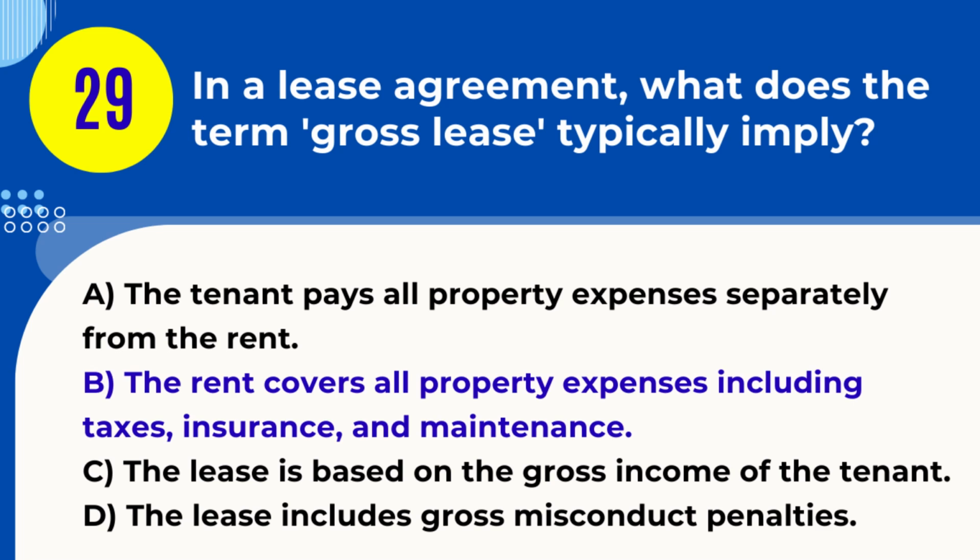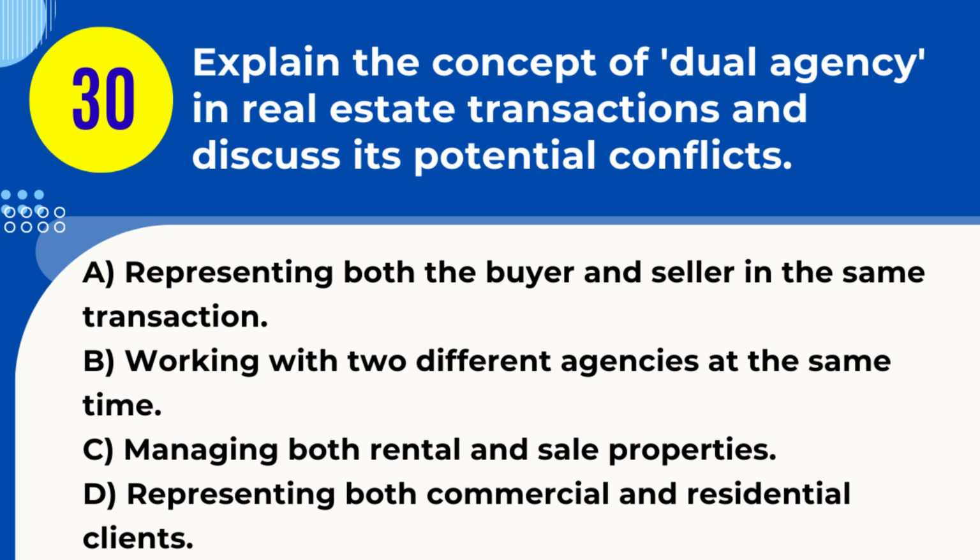Answer. B. The rent covers all property expenses, including taxes, insurance, and maintenance. Explanation. In a gross lease, the tenant pays a flat rent amount, and the landlord covers all property expenses like taxes, insurance, and maintenance. Question 30.